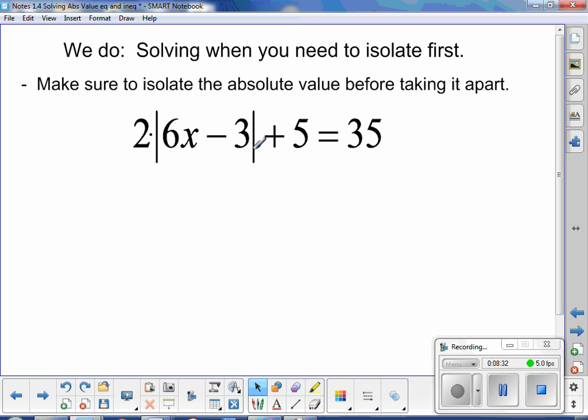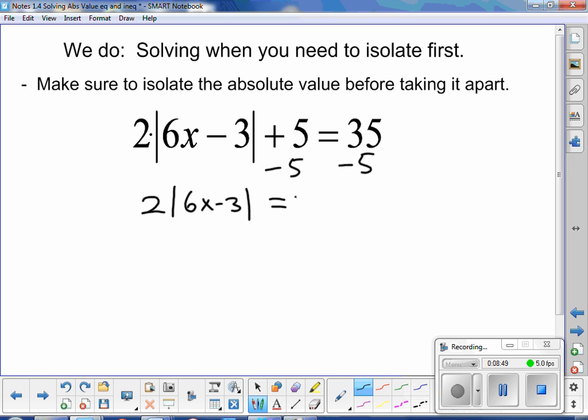The way we do that is order of operations, in reverse, so we should get the adding and subtracting taken care of. Plus 5, you're going to subtract 5. So we're actually starting the solving steps. This is 2 times the absolute value of 6x minus 3 is equal to 30. Now we have a statement that says 2 times the distance from 0 is 30. That's still too much.